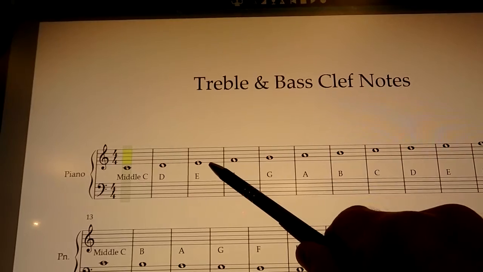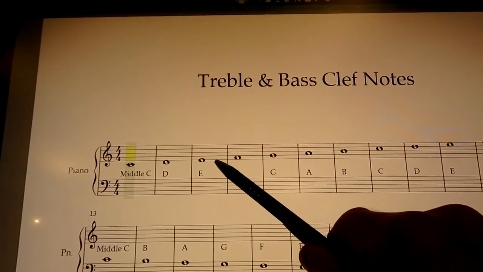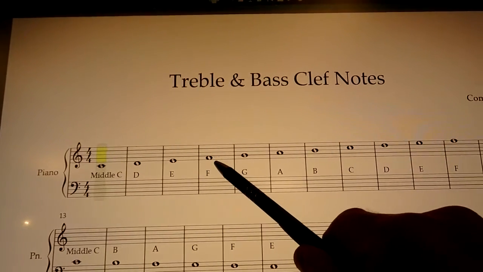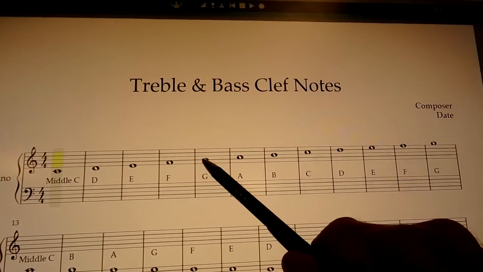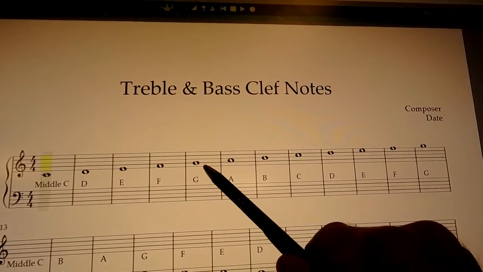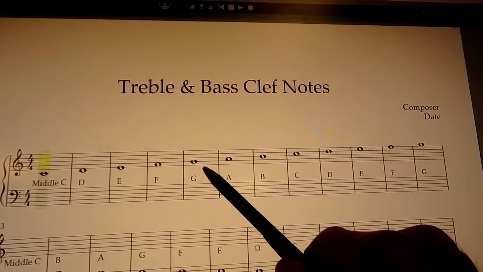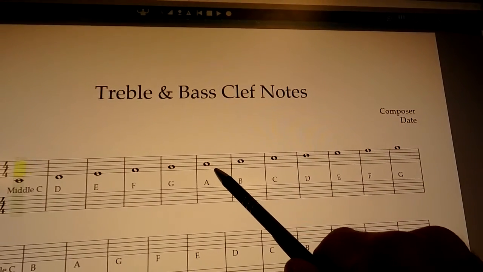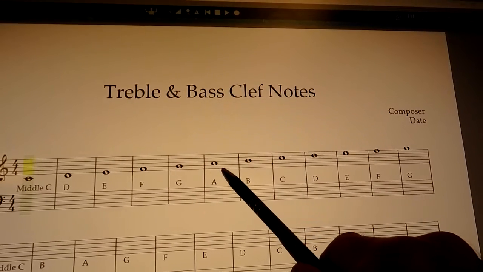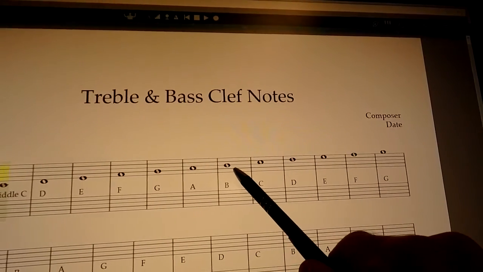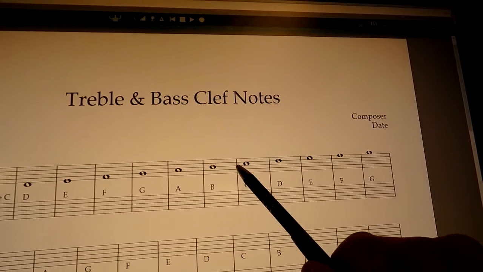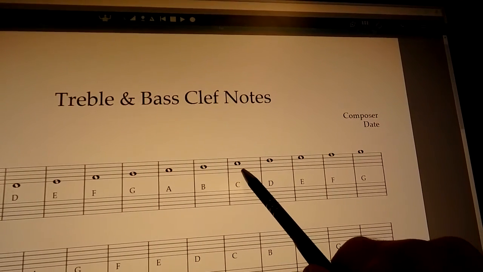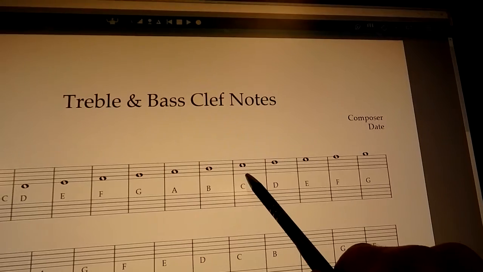E is written on the first line of the treble clef staff. F is written on the first space of the treble clef staff. G is written on the second line of the treble clef staff. A is written on the second space of the treble clef staff. B is written on the third line of the treble clef staff. C is written on the third space of the treble clef staff.